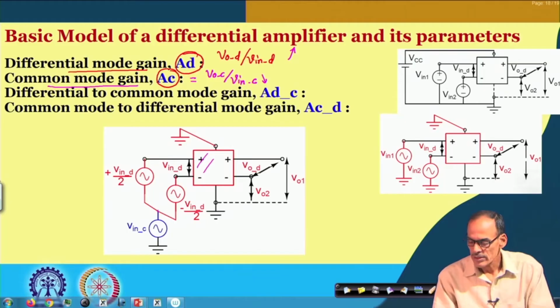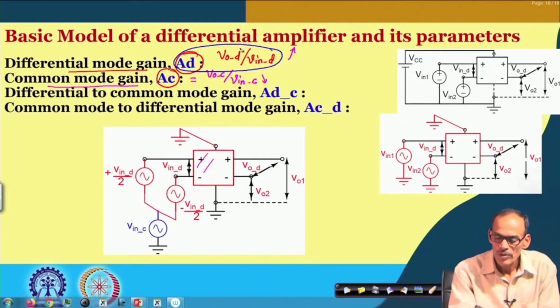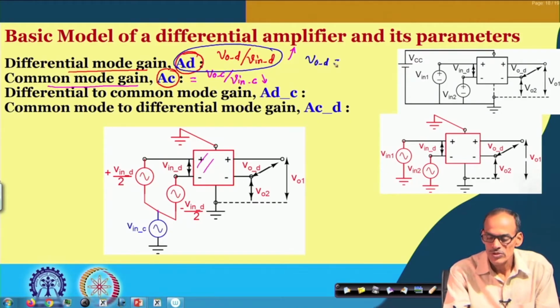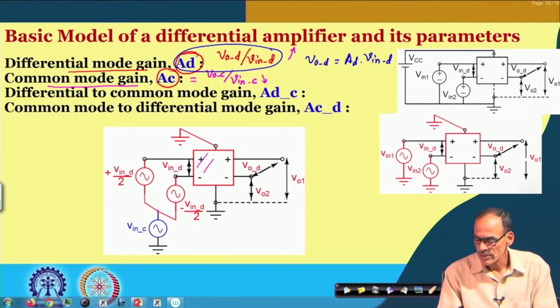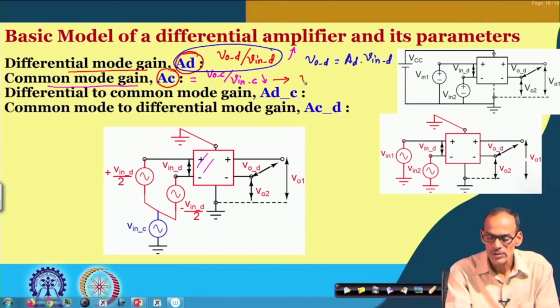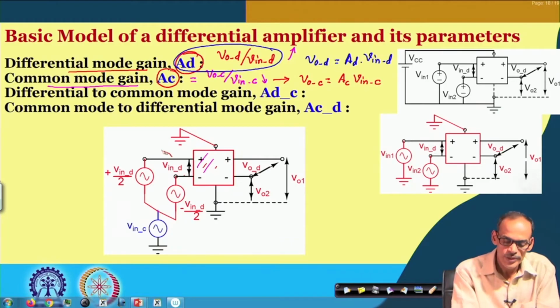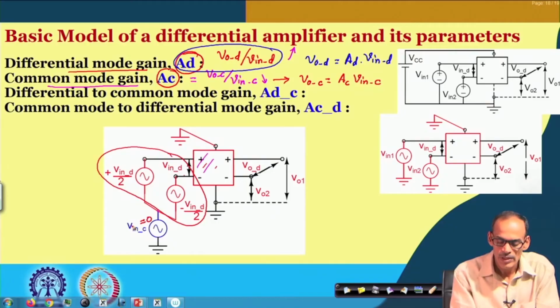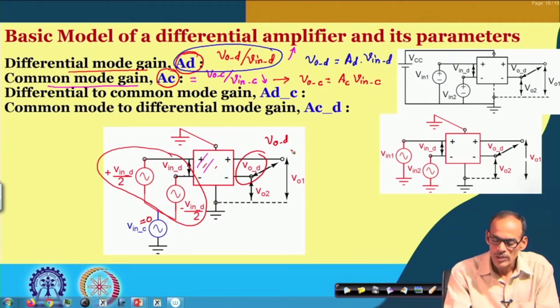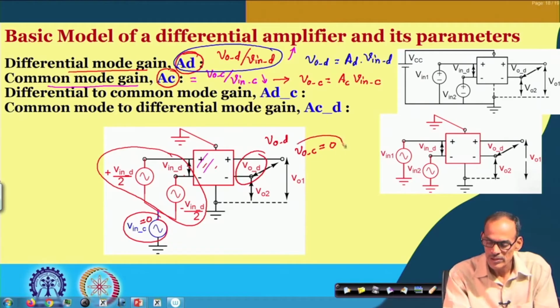Now, if I write this equation, VOD equals AD multiplied by VinD. Likewise, VOC equals AC multiplied by VinC, which means that if the circuit is linearized, and if I stimulate the circuit only with this part, keeping this equal to 0, then at the output we will get only VOD, and the corresponding VOC is expected to be 0. So, if I make this equal to 0, we are expecting this should be 0.